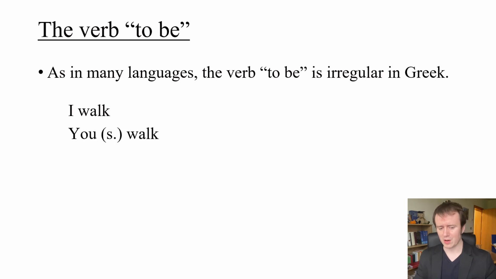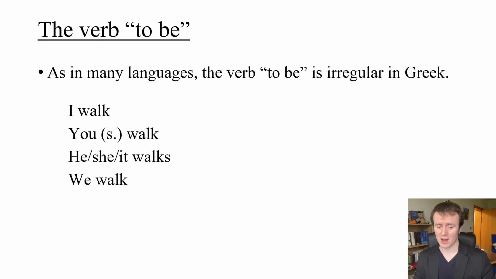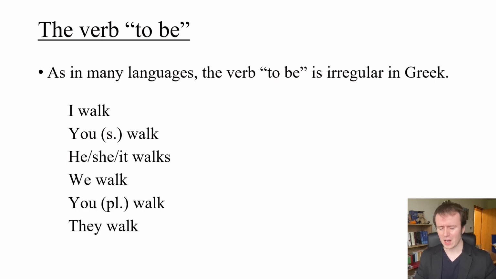I walk, you singular walk, he, she, or it walks, we walk, you plural walk, they walk. So a regular verb in English simply adds s to the third person singular form. But the verb to be in English is irregular because we don't simply add s to the third person singular form. Because if we think about how it looks in English, it looks as follows.